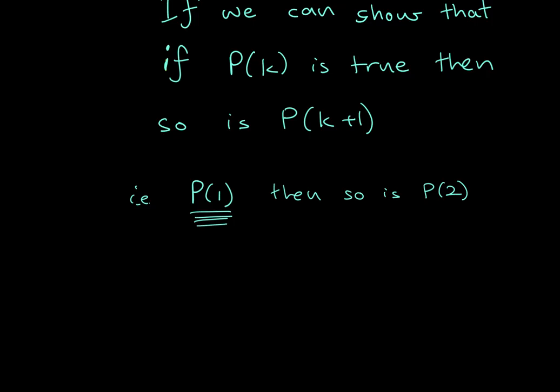And if I knew that if P of 1 is true, then P of 2 is true, then I would also know that P of 2 is true. But wait a second, if I know that P of 2 is true, then so is P of 3.